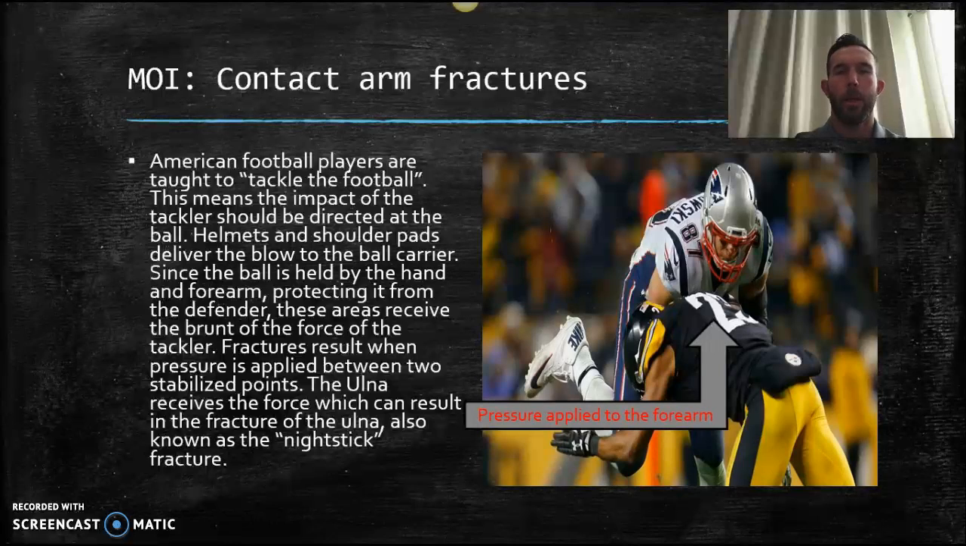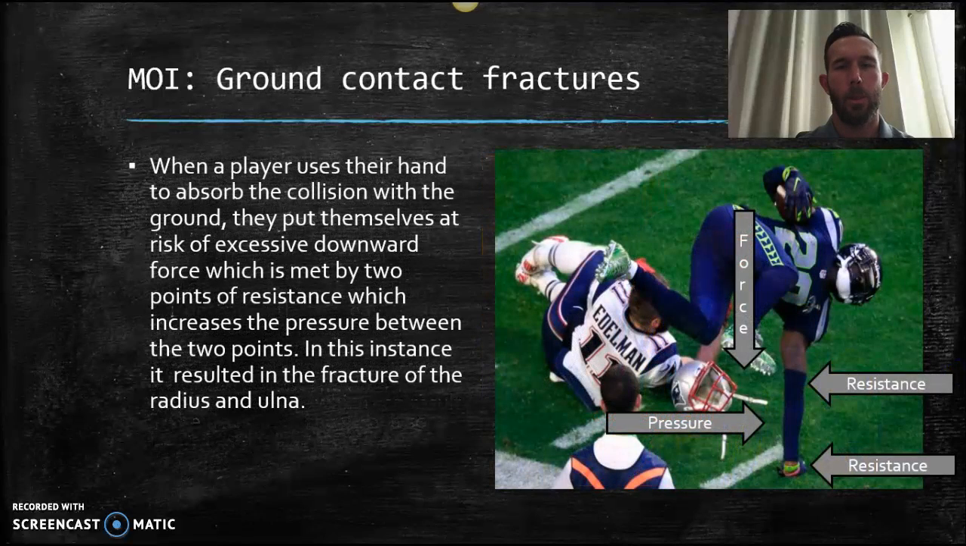Mechanism of injury, outside source. So here you have pressure applied by a tackling opponent, and then you have here the ground. The player is attempting to catch himself and brace his landing, and he does that by breaking his arm.